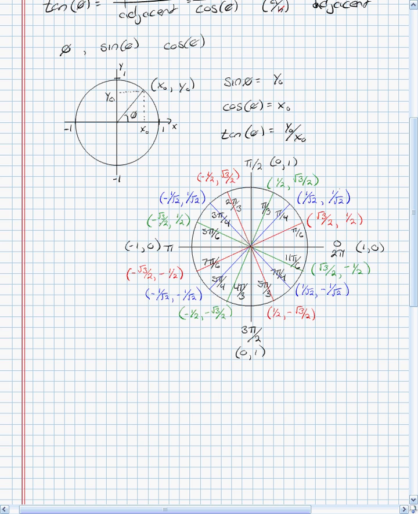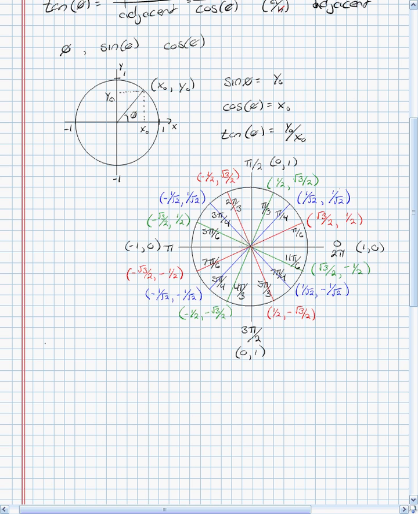The x values are going to be negative. Everything in this quadrant, both values are going to be negative, and in this quadrant, the y values are all going to be negative. Now we'll review what exactly this unit circle will help us with.